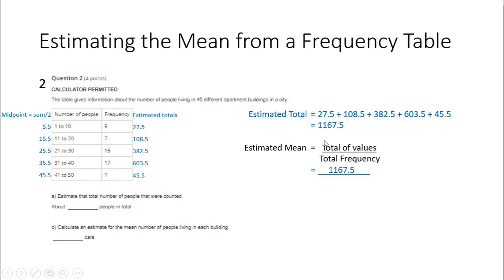So our total of the values was the total number of people divided by the number of apartment buildings. 5 plus 7 plus 15 plus 17 plus 1 should be the total number of people out of 45. That should give us our mean number, our average number of people per building, 25.94 recurring. Now, I could write 25.94 recurring if I knew how to type that, but I would imagine most of you would have just rounded that to 3 significant figures, which is what we generally round to, or to 1 decimal place, so that's 25.9.